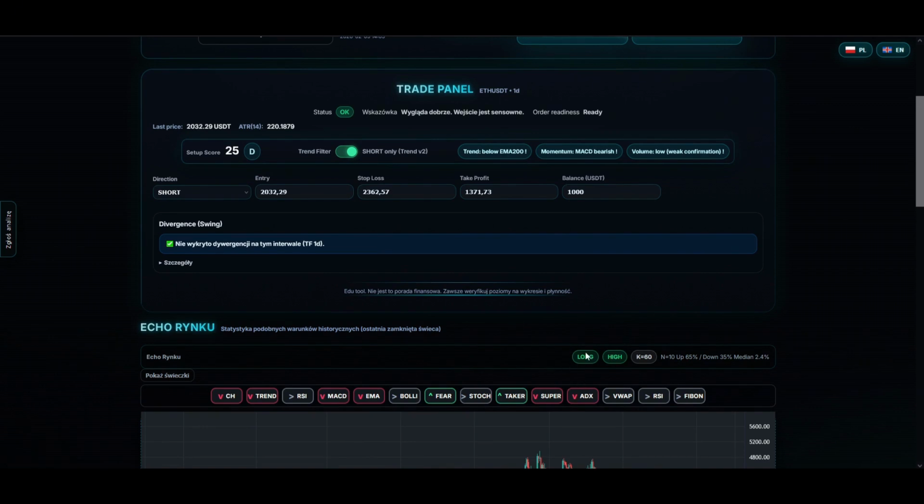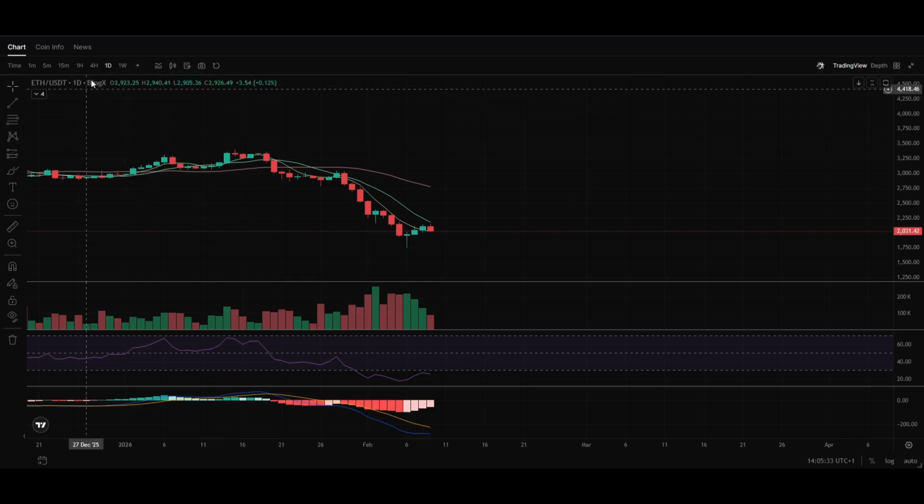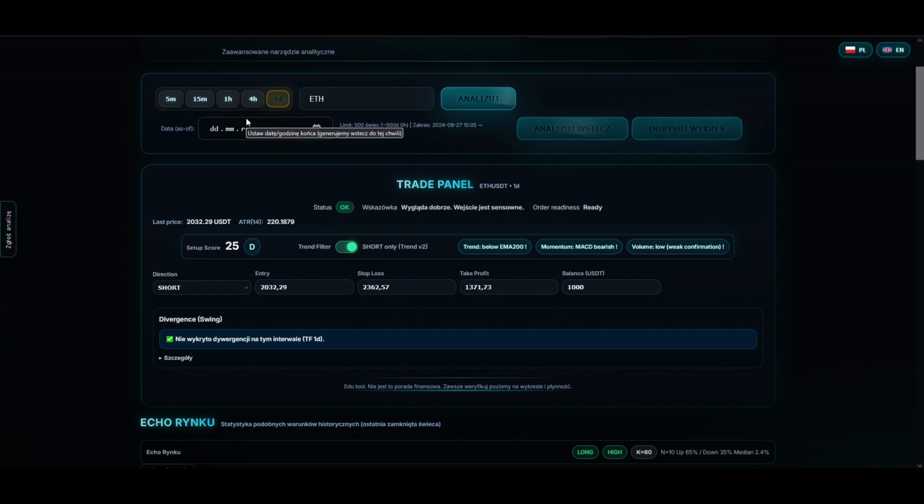Historically, from such points, 65% of the time the market went up and 35% of the time it went down. But that doesn't change the fact, which I also mentioned in the previous video, that the trend is still downward. We don't have any clear signal indicating that a trend reversal has occurred. And since the trend is downward, we're looking for short positions. The best way to open a short position in a downtrend is to open a position at the top of the channel.